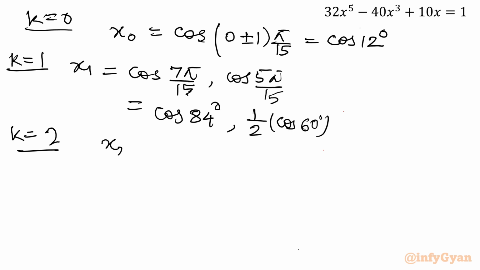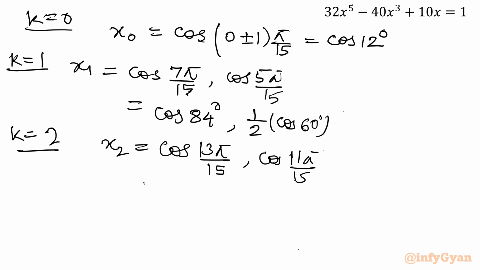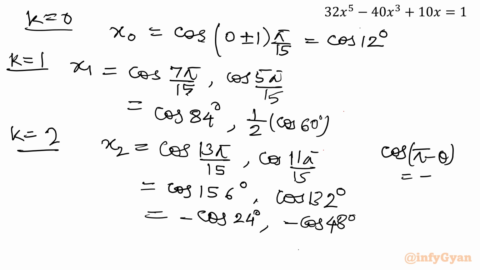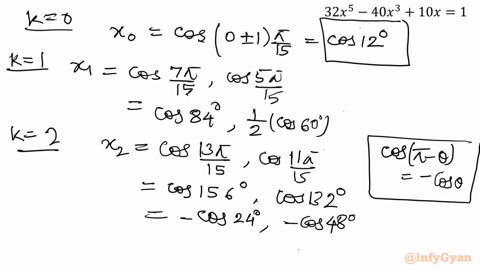Done. Now by putting k equal to 2, what will I have? I will get cos 13 pi over 15 once I take the plus sign. And if I take the minus sign, then I will have cos 11 pi over 15. In degrees, if you want to write, it will become cos 156 degrees and cos 132 degrees. So this is our answer. Or if you want to write in acute angle form, then I can write minus cos 24 degrees and minus cos 48 degrees because of the identity cos(pi minus theta) equals minus cos theta. So here we have five roots of this quintic equation.